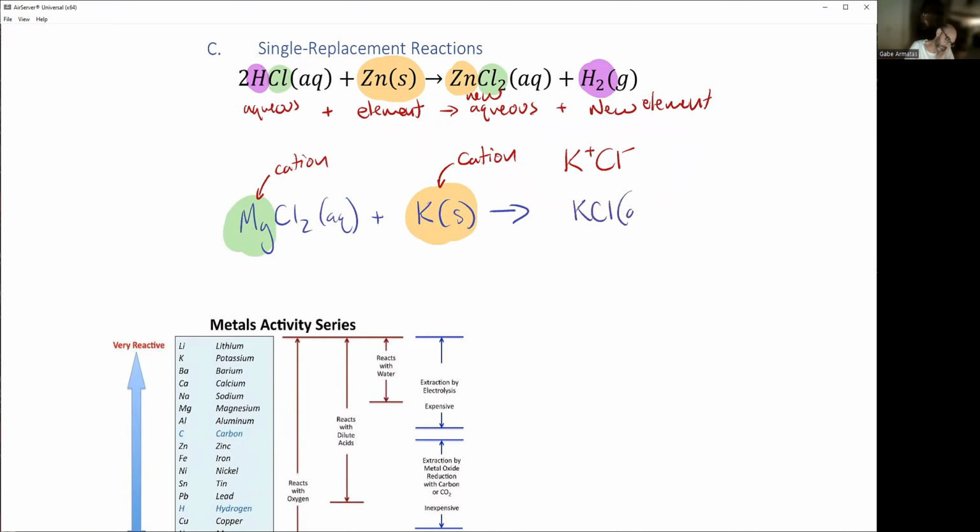So when potassium and chlorine interact together, I just need one of each to make KCl, aqueous. Again, potassium was solid, now it's aqueous. Plus, now I'm going to have my magnesium as the element. Magnesium likes to be solid as an element. And that's it. So again, what we're going to notice is potassium, which was solid, is now in the ionic compound, and magnesium, which was aqueous, is now the element. So we're switching partners. You have one thing trading. We have to decide which.